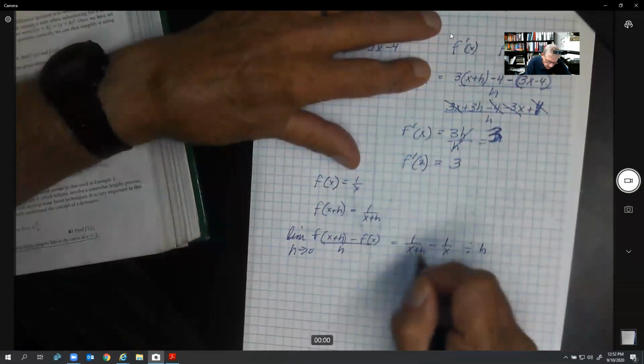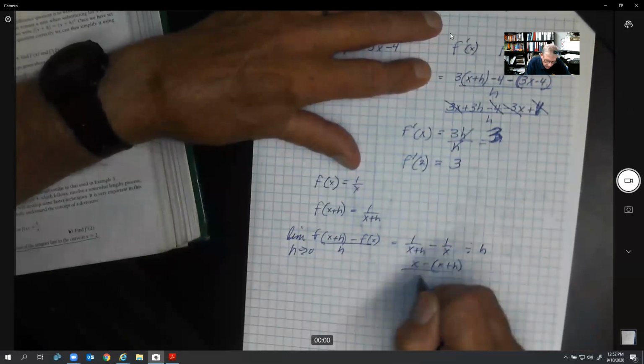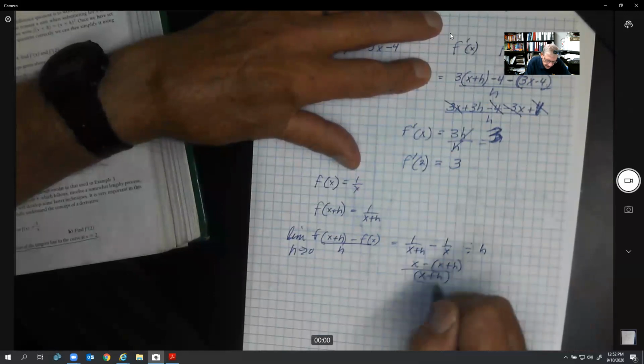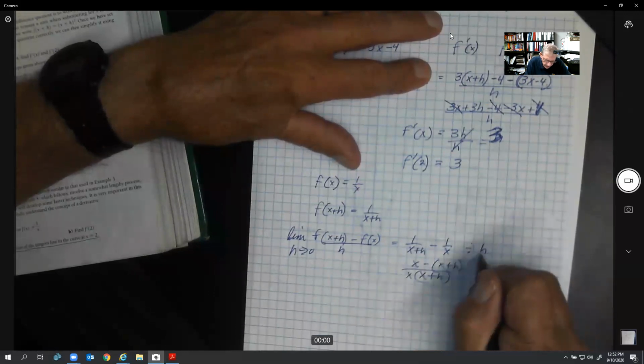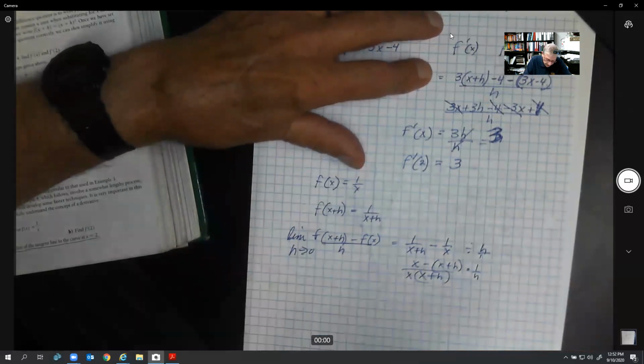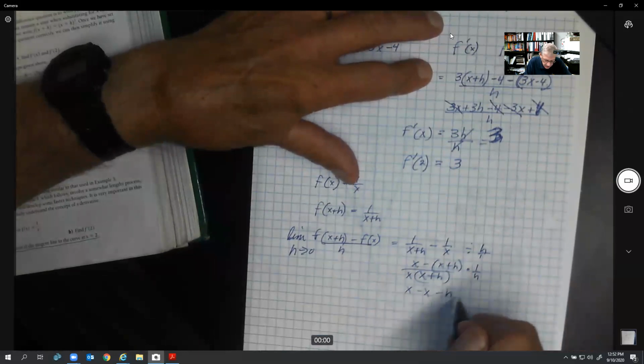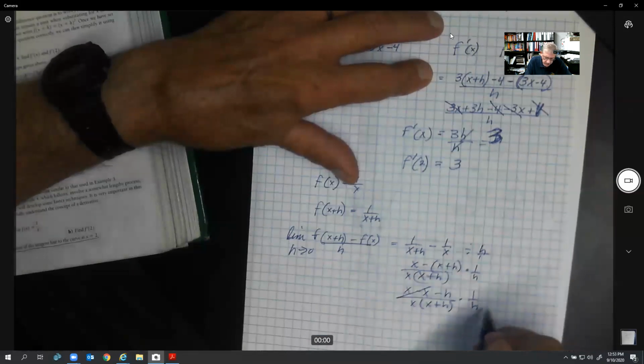And we said crisscross applesauce, x minus x plus h over x plus h times x, divided by h over 1 times h. So that simplified to x minus x plus h over x times x plus h. I'll just leave it that way, times 1 over h. These canceled, and this gave us negative 1 over x times x plus h.